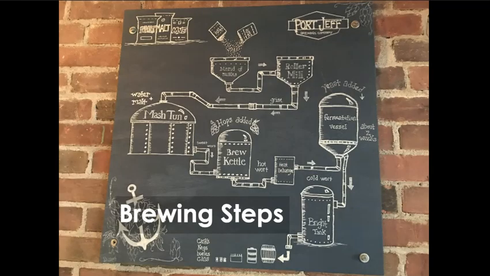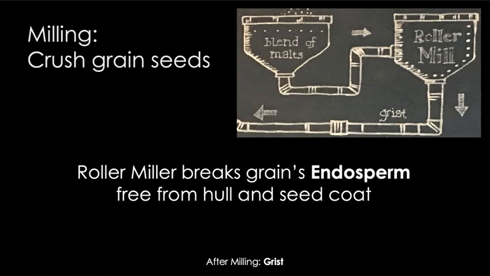Well, the first brewing step that we are going to analyze is the milling. Milling is just crushing grain seeds. And we want to crush those grain seeds because we want to expose the endosperm inside the seed. We want to break the endosperm free from the hull and the seed coat. And after milling, the product that we are going to get, our crushed grain seeds, is called grist.